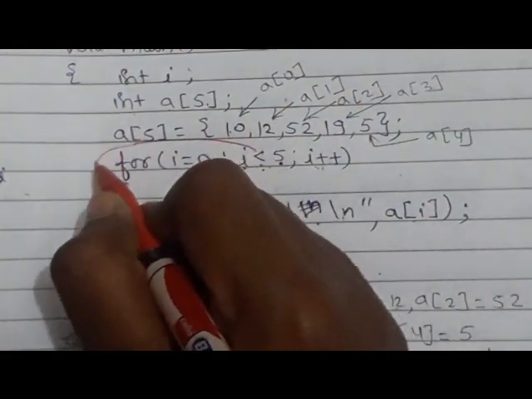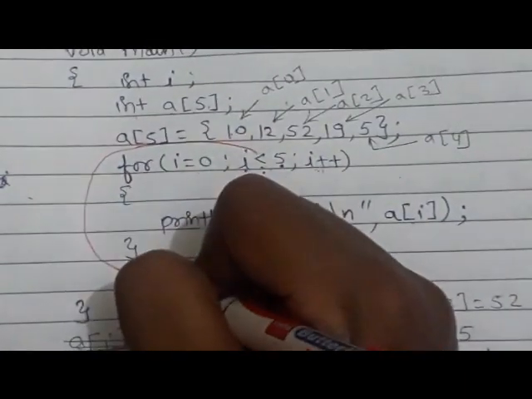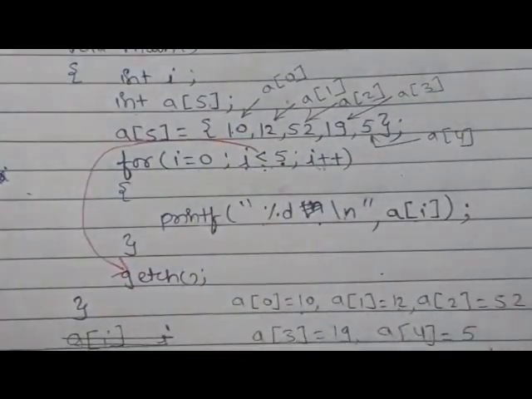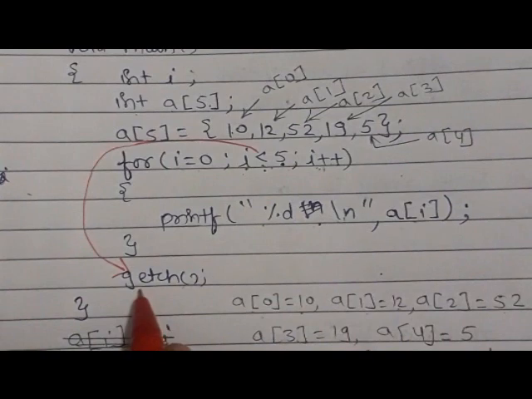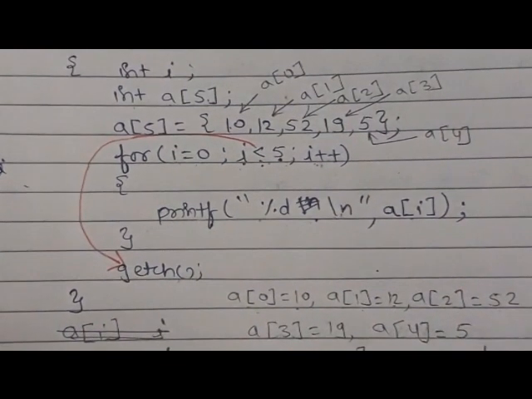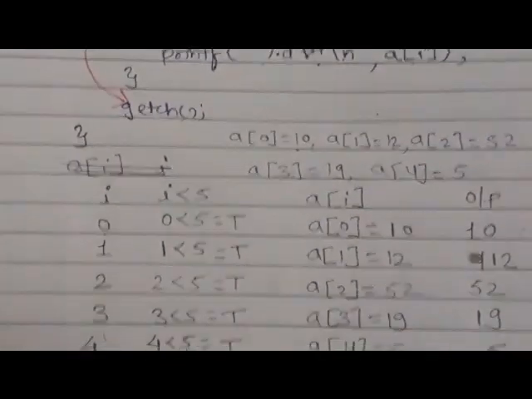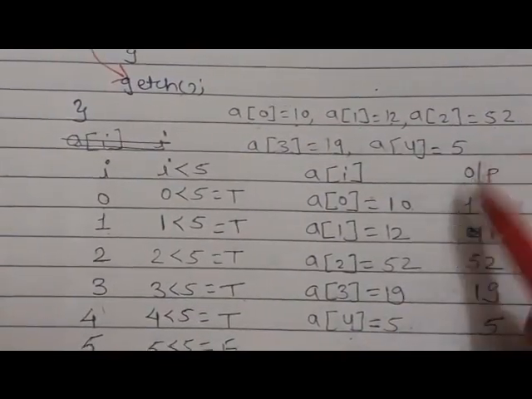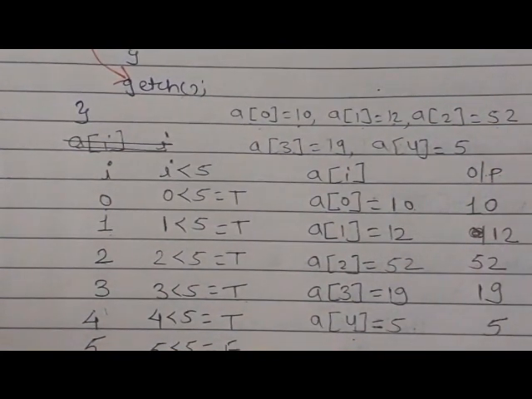When the condition is false, our control will go to the outside of this for loop. So it will come to the next statement after the for loop. So in this way we can run our program, and our output will be to print this data of an array.